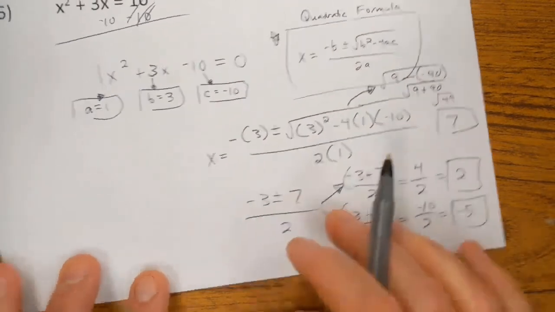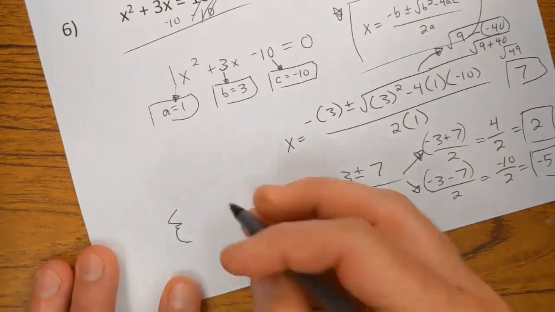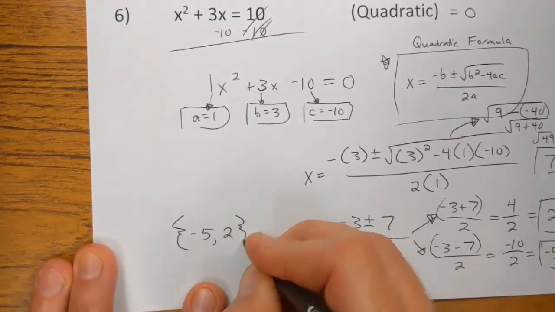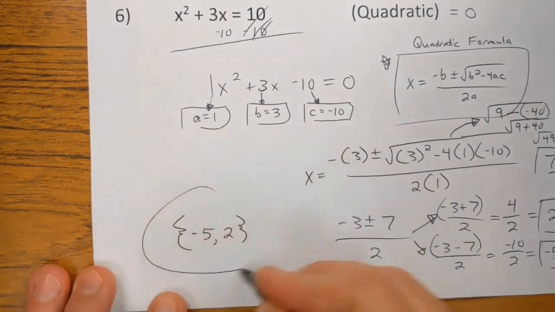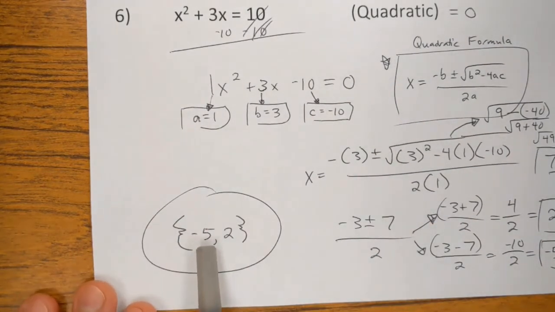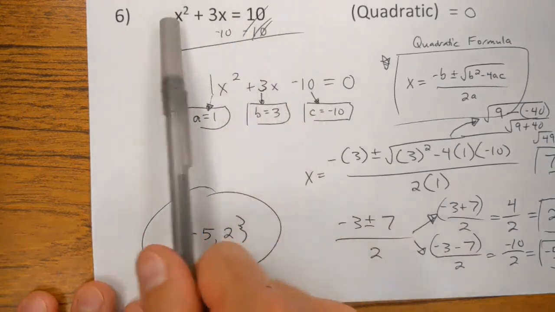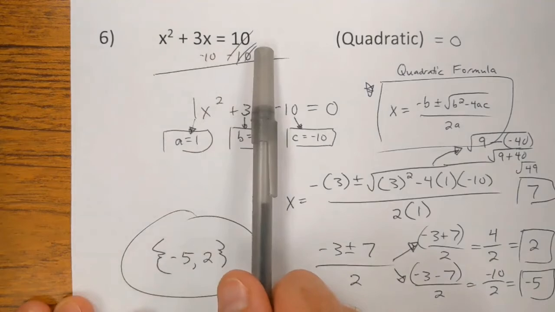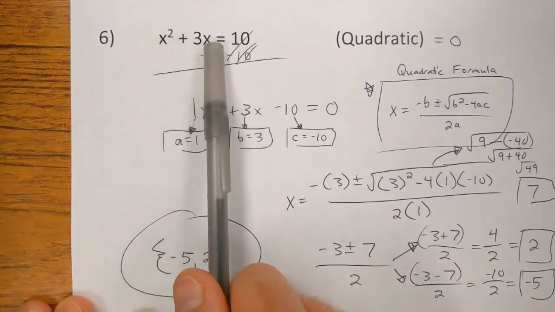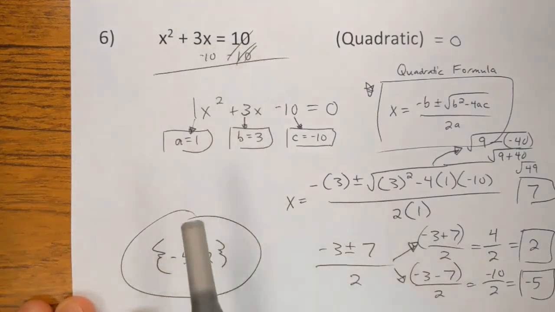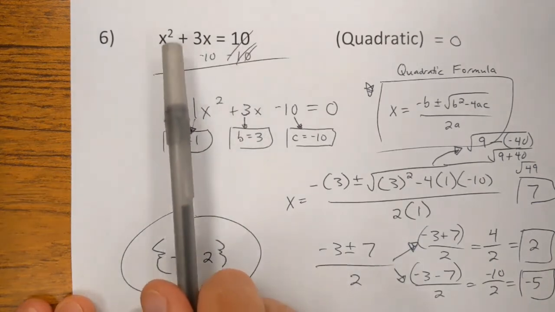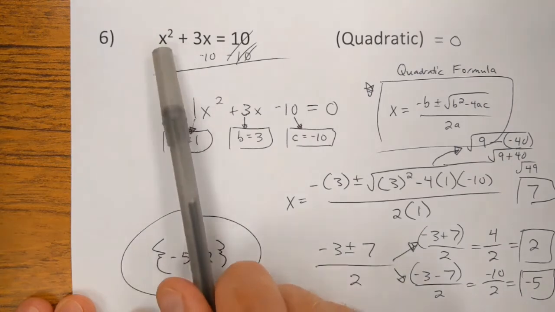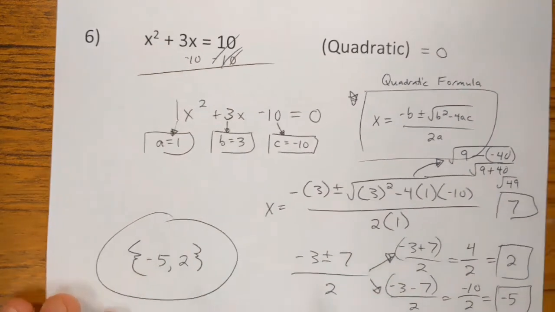So here's my two solutions. I can write these in set notation. I'm going to put the least of these solutions first, negative 5, and the greater of these solutions last. This is my solution set. These are the two and only two solutions to this equation. I could plug a negative 5 in for x. I could do negative 5 squared plus 3 times negative 5, and it would equal 10. Remember, when you square a negative number, it comes out positive. And I could also do 2 squared plus 3 times 2, and it would also equal 10.